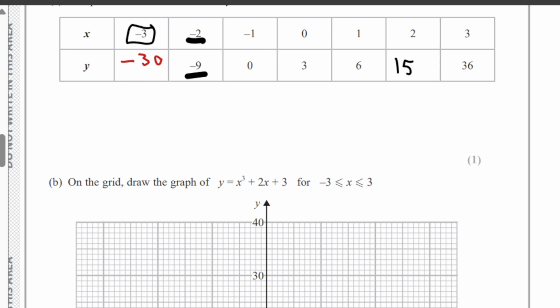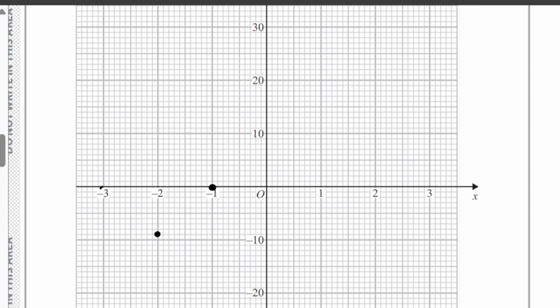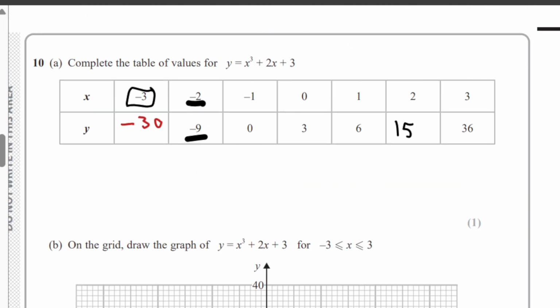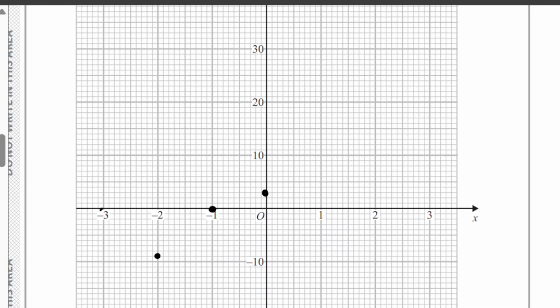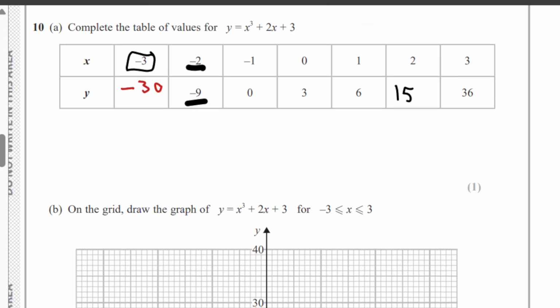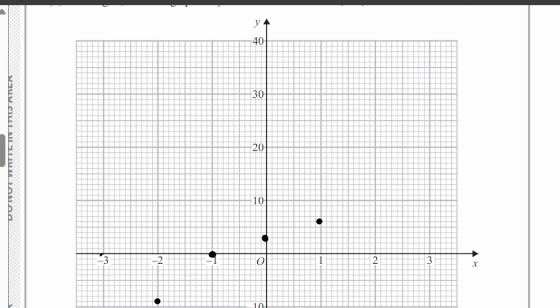And then 0 and 3. 1, 2, 3. So this is 0 and 3. And then 1 and 6. This is 5, so 6 is just going to be up here. This is 1 and 6. And then 2 and 15. 15 is exactly in the middle between 10 and 20. So 2 and 15 here.